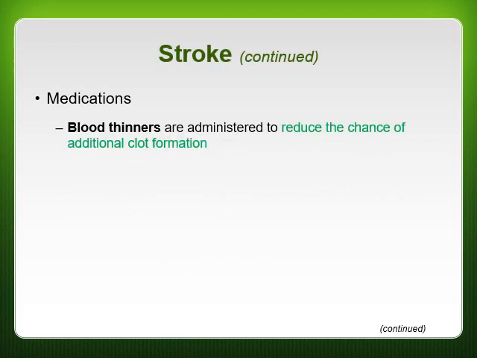Meds for stroke patients. Well, sometimes, because of whatever the reason may be of how they had their stroke, perhaps they take some blood thinners, right? Those are going to be put in place to reduce the chance of additional blood clots. We certainly don't want any more damage to get done, so blood thinners help to make it so that blood clots don't occur.